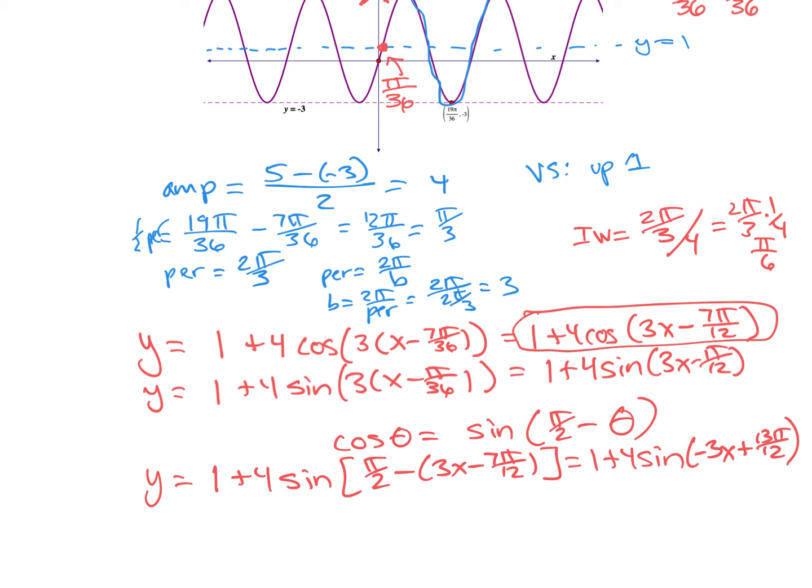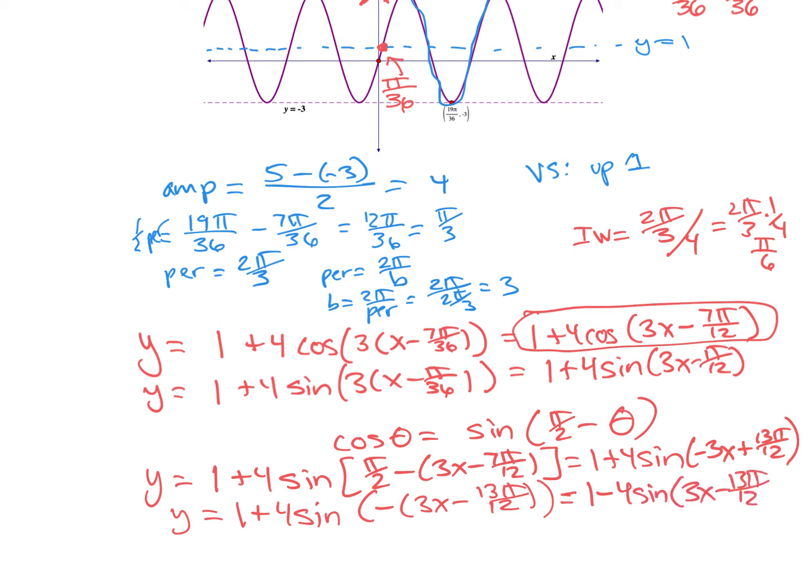But you never want to report a trig function with a negative b value, so we want to deal with that. Let's factor out a negative inside the sine. So 1 plus 4 sine negative 3x minus 13 pi over 12. And why is this helpful? Well, we know from our negative angle identity that sine of negative an angle is negative sine the angle. So I could just write 1 minus 4 sine 3x minus 13 pi over 12.